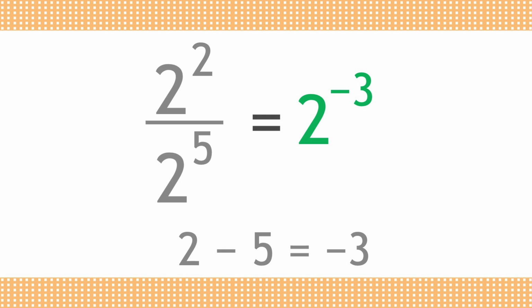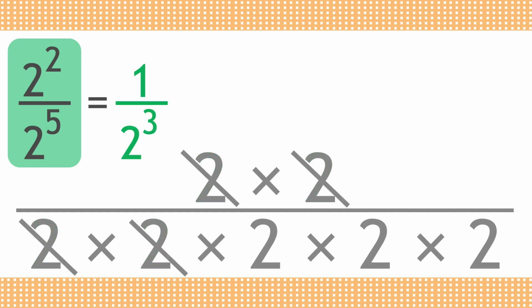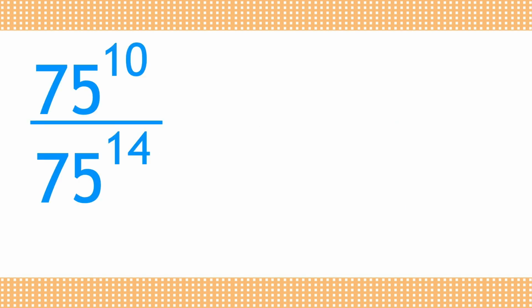Let's take another look at 2 to the 2nd power divided by 2 to the 5th power. Remember, we can expand the exponents and cancel out 2 2's in the numerator and denominator. Looking at it this way, the answer is 1 over 2 to the 3rd power, since there are 3 2's remaining in the denominator. And that's just what 2 to the -3rd power means. So, we can write 2 to the -3rd power as 1 over 2 to the 3rd power. We'll try a couple more involving negative exponents to make sure you've got the hang of it.